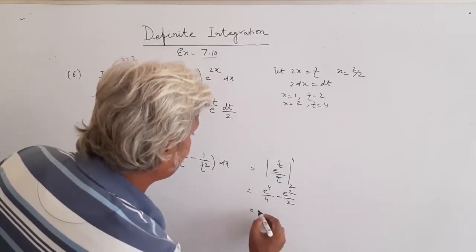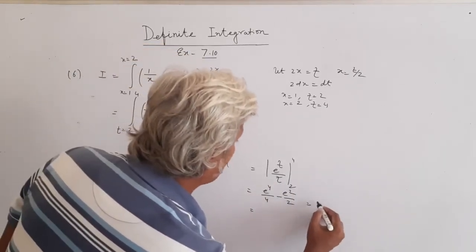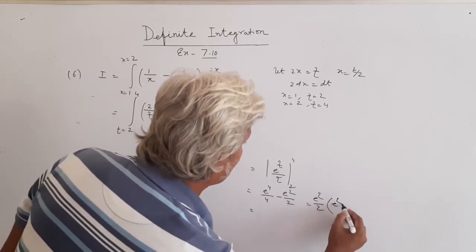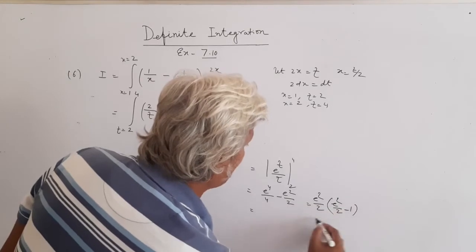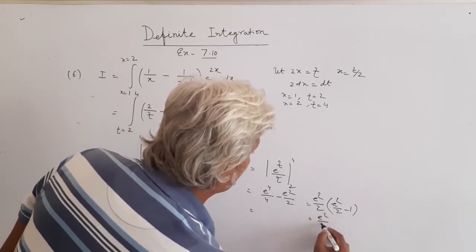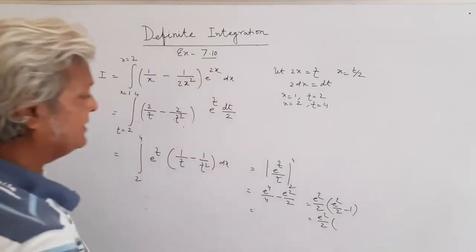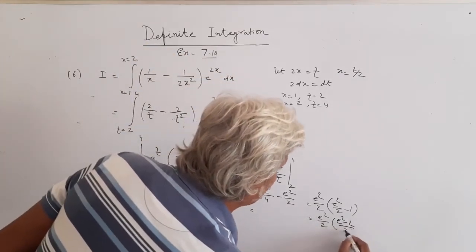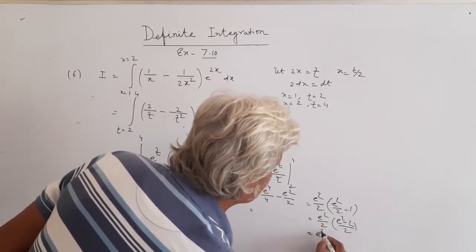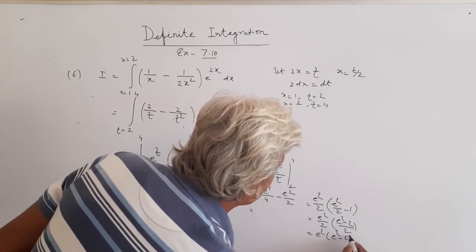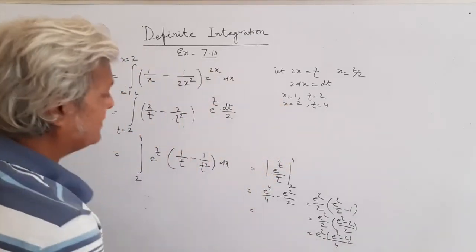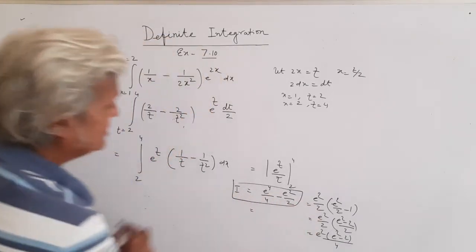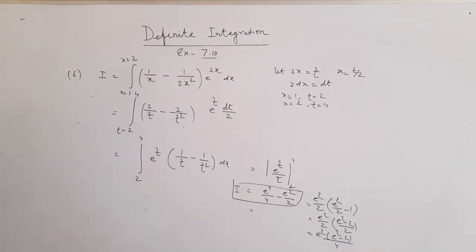So you can take e square over 2 common, then you get e square over 2 times (e square over 2 minus 1), and this is e square minus 2 over 2. This gives you something like e square (e square minus 2) over 4. Or you can leave it here also, that is also not a bad answer. You don't need to reduce, this is done.